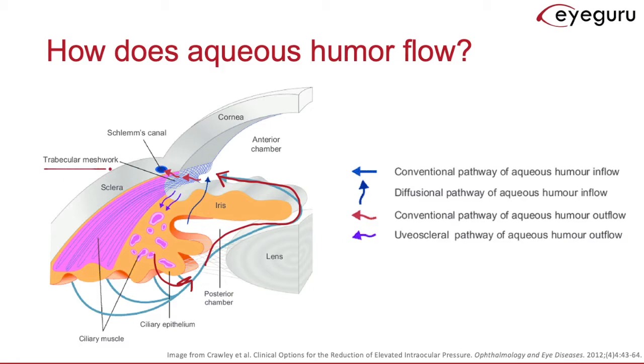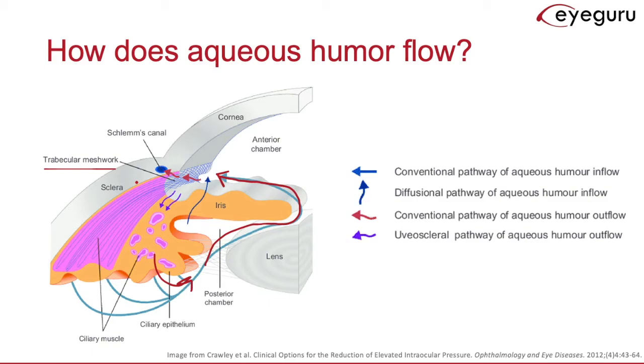The trabecular meshwork is basically this spongy tissue located at the base of the cornea near the ciliary bodies. This allows for the aqueous humor to drain into a structure known as the canal of Schlemm. From here, the fluid then drains to the episcleral blood vessels and is absorbed back into the blood circulation. The trabecular meshwork is how about 85% of the aqueous humor is drained, and that's why it's also sometimes known as the conventional pathway.